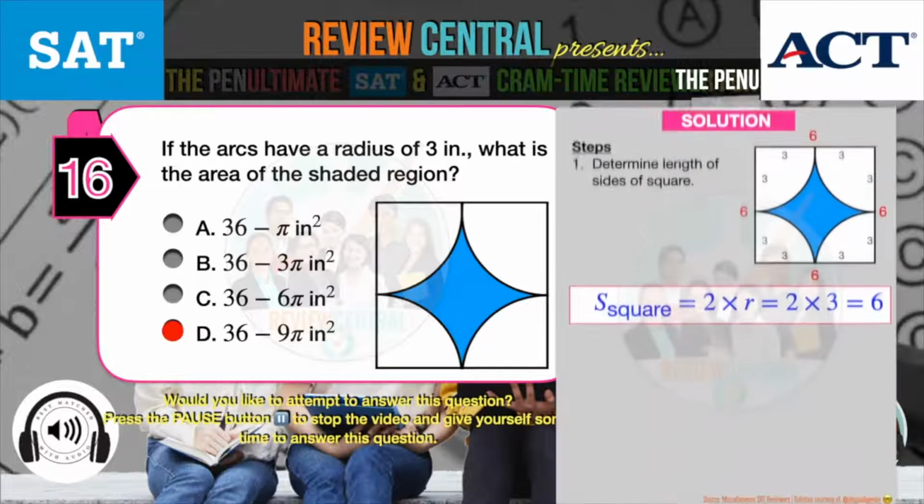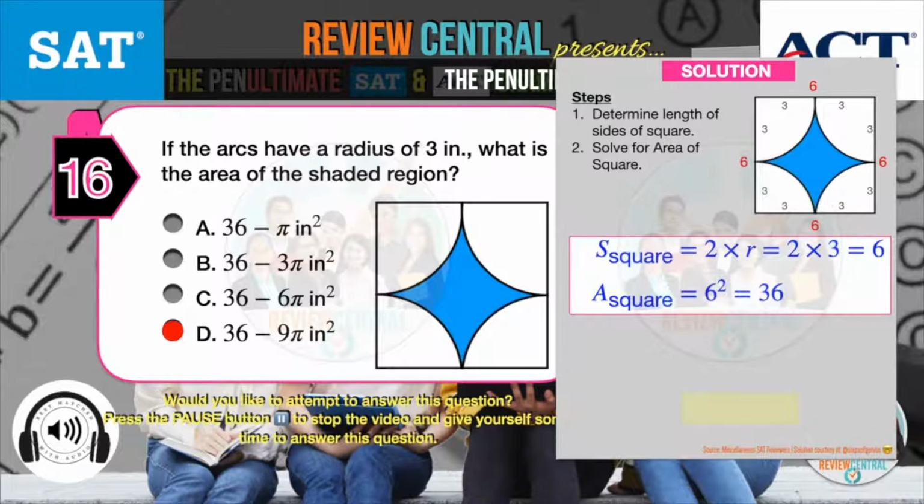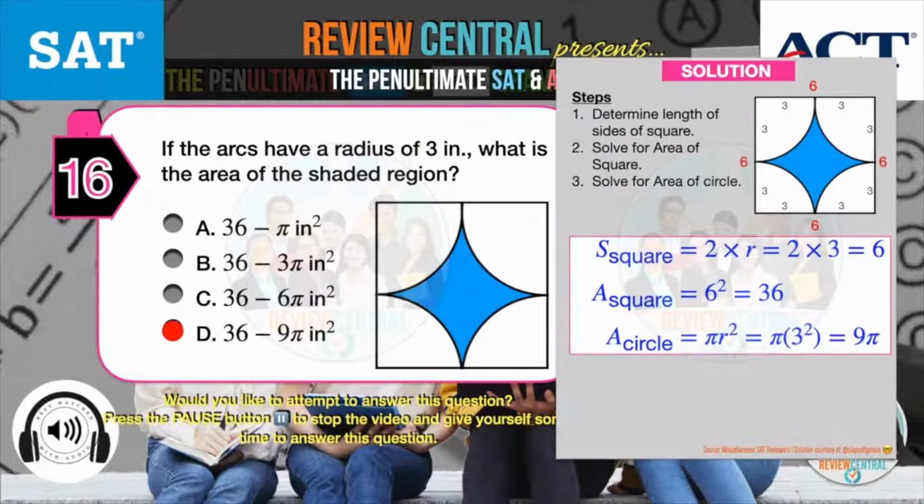36 minus 9 pi. Since all the arcs have a common radius of 3 inches, then the sides of the square must be 6 inches each, correct? Therefore, the area of the square must be 6 squared, or 36 square inches. But we are asked for the area of the shaded region only. If you look at each arc bound by the half sides of the square, you will realize that each is a quarter of a circle.